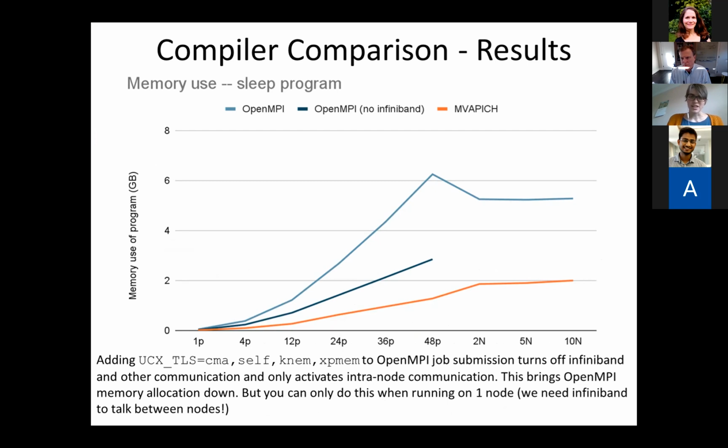And the lesson here is not, don't use OpenMPI. OpenMPI is great, and you can definitely use it. The takeaway is that if you're using OpenMPI on only one node, it's a good idea to turn off the InfiniBand and other communication so that OpenMPI will use a lot less memory and you can use more of the memory available on a node.